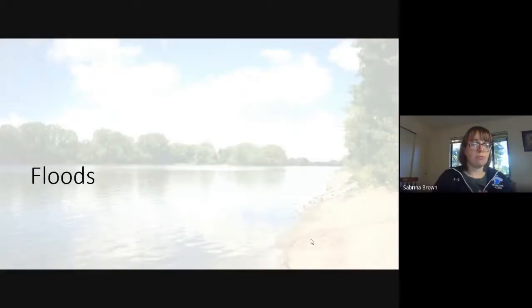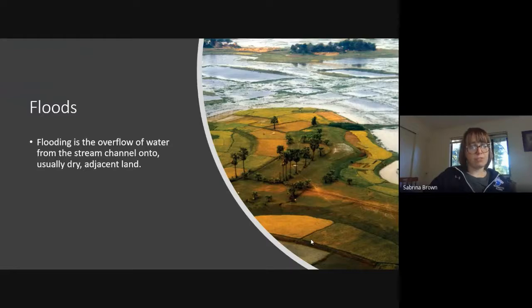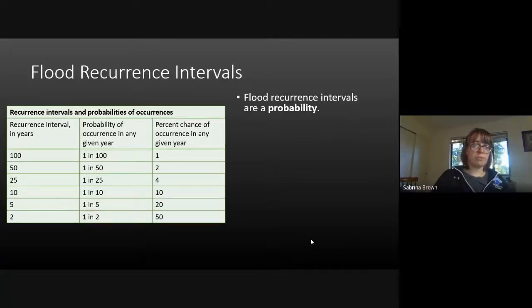And then the last thing I want to focus on as we're sort of getting the lowdown on rivers is floods. So the definition of flooding is the overflow of water from a stream channel onto adjacent land, which is usually dry. And when we're thinking about floods, typically these are going to be occurring seasonally, and we classify or talk about floods based on something called a flood recurrence interval.